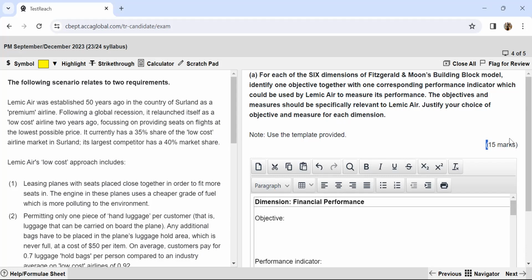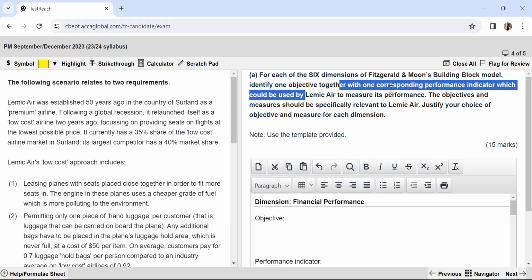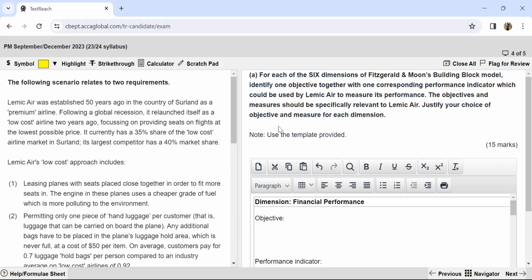It's a 15 marker requirement and we have to use the template which has already been provided by the examiner. So for each of the 6 dimensions in the Fitzgerald and Moon's building block model, we have to identify one objective together with one corresponding performance indicator. So there's a space for the objective, then there's a space for the performance indicator, which could be used by a Lemic Air company to measure the performance. Objectives and measures should be specifically relevant to Lemic Air.